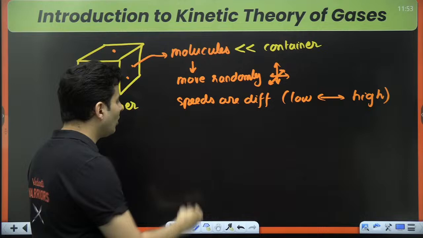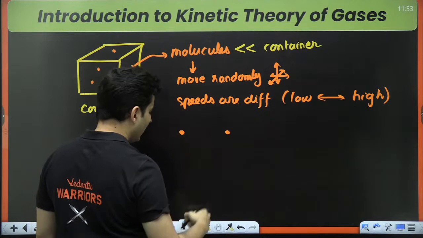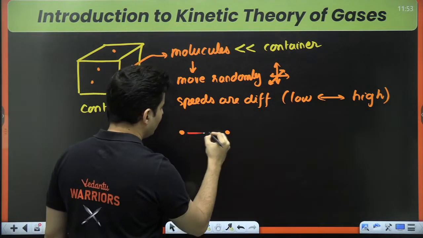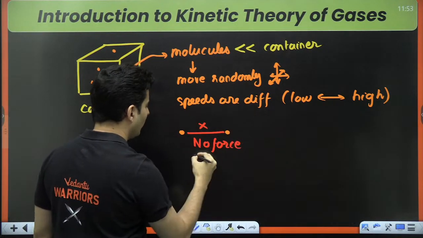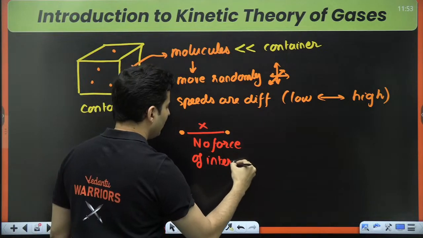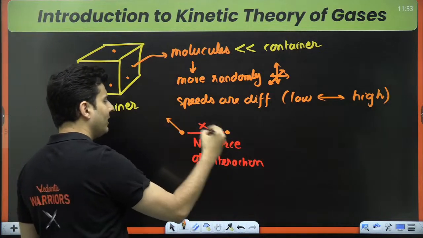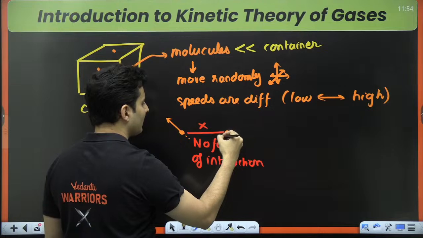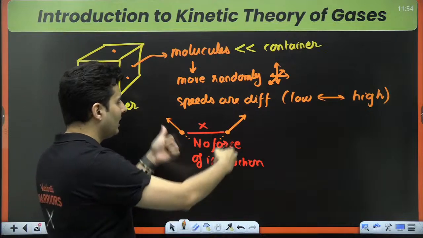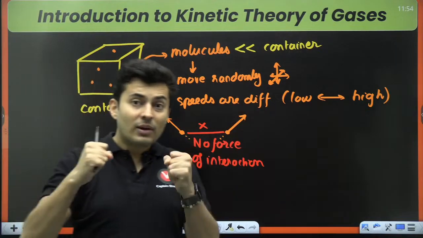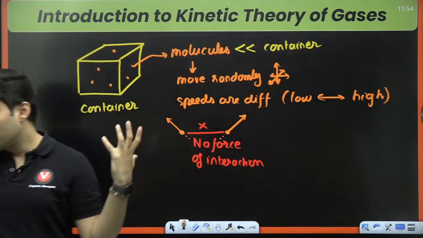Not just that, these molecules do not interact with each other. So between these two molecules, there is no force of interaction. This is an ideal gas. That's the reason why the molecules will move in straight line paths until they collide with each other. If there were electric forces, then they would have gone in curved paths, but those electrical forces are very, very negligible.